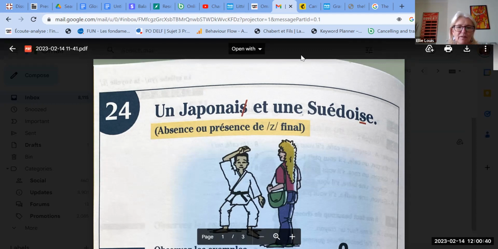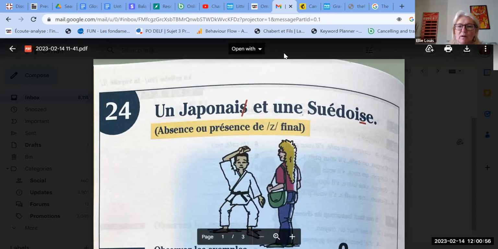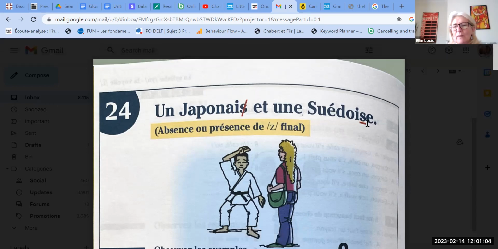So, I think most people get used to it along the way. I don't think I can tell you some hard and fast rules about when to use it and when not to, but you notice un japonais est. There's no liaison with the word est. We don't ever pronounce that T, and you wouldn't run it through either. So, un japonais est une suédoise.